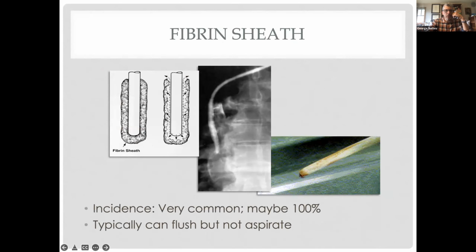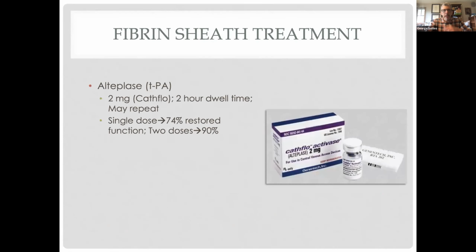Here's a little cartoon. It's basically a sort of a film on the outside of the catheter. And again, they'll typically flush, but not aspirate. It's kind of cool. If you shoot a venogram on these, you'll see the contrast. Instead of flowing freely, it goes down the catheter, then back along the catheter until it can exit the side of the fibrin sheath. And if you pull one out with the fibrin sheath intact, you can see this kind of cool sort of film over the catheter. And again, TPA has been a bit of a game changer.